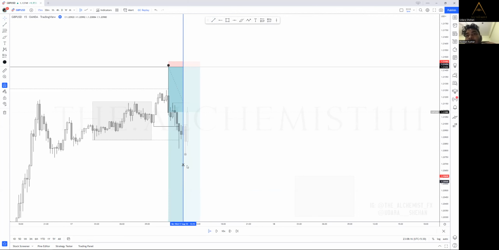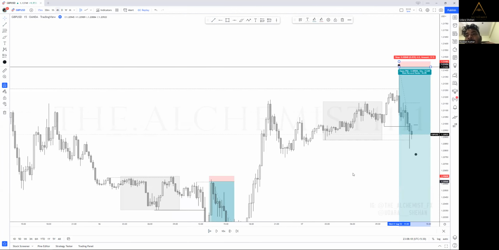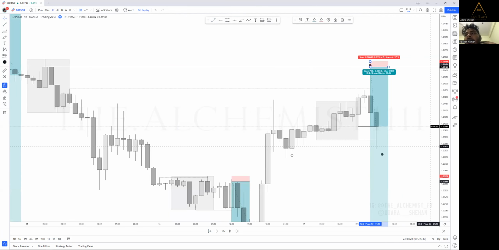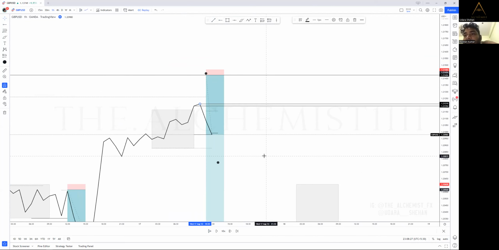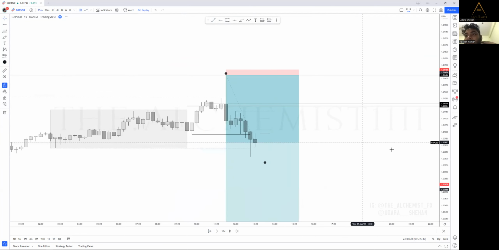Higher time frame point of interest, right? Let's go to the H1. What do we have on the H1? We have an order block as well as a rejection block, or a resistance. Can you see it? Now this is what he's done. Okay, this is what he's done.